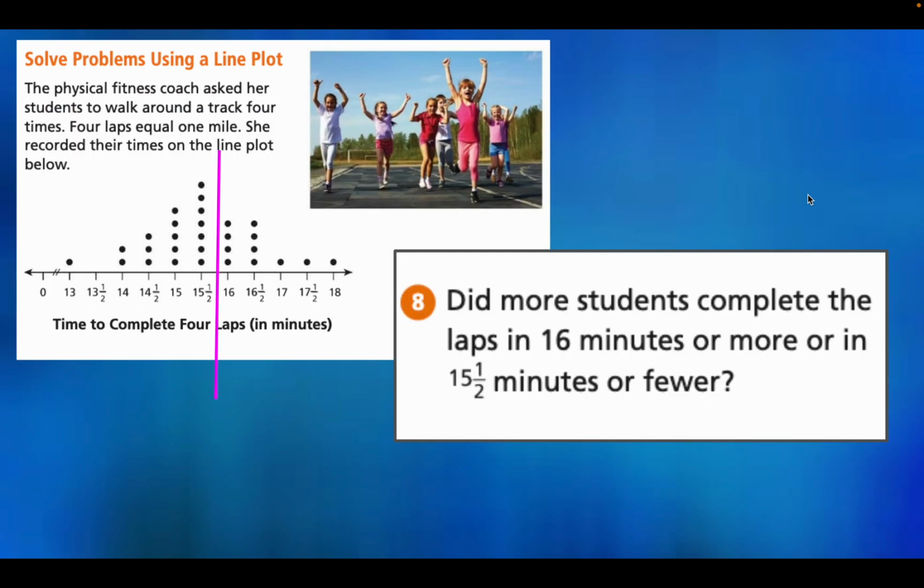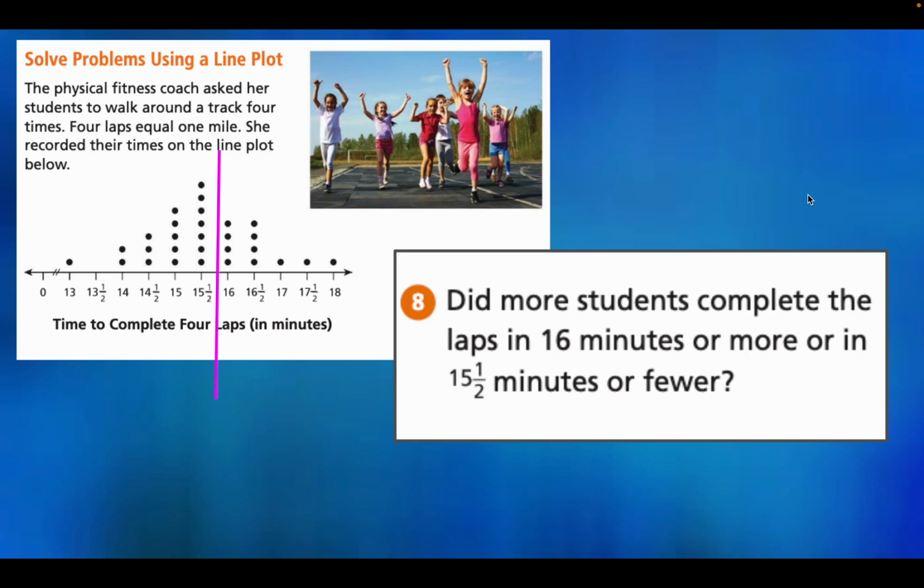Number 8, did more students complete the laps in 16 minutes or more, or in 15 and a half minutes or fewer? All right, I drew a big pink line there for you to help. We want to know, and basically you're just going to count the dots. Are there more dots on the 16 minutes and up side of my pink line, or are there more dots in the 15 and below minutes? So your answer is going to be 16 or more, or your answer is going to be 15 and a half and less, or fewer.